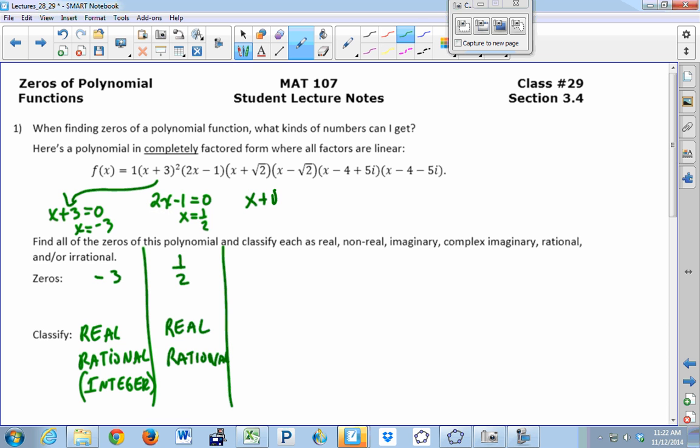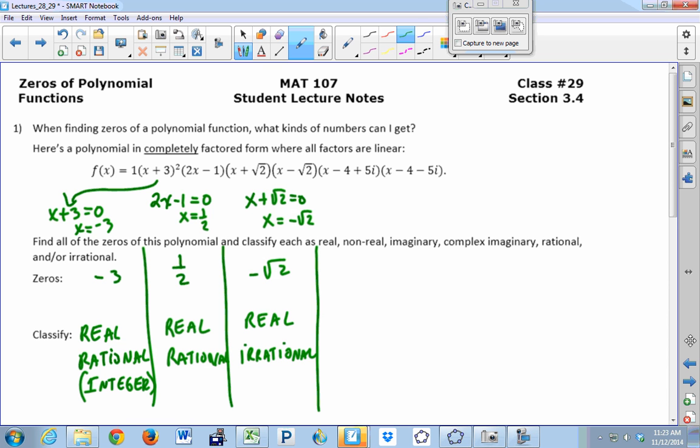X plus the square root of 2 equals 0. If I solve that for x, what do I get? Negative square root of 2, right. Negative square root of 2. Real or non-real? Real. Rational or irrational? Irrational. All right. We're moving along now. You're building steam out there.